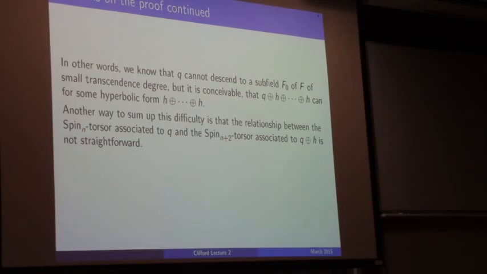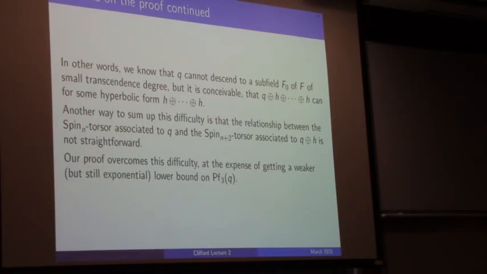So another way to sum up this difficulty is that the relationship between the spin n torsor associated to Q, and the spin n plus 2 torsor associated to Q plus H, is not so clear. It is not transparent, so Witt equivalence doesn't translate very easily into the world of torsors. So our proof overcomes this difficulty, but only at the expense of getting a much weaker bound, but still exponential.